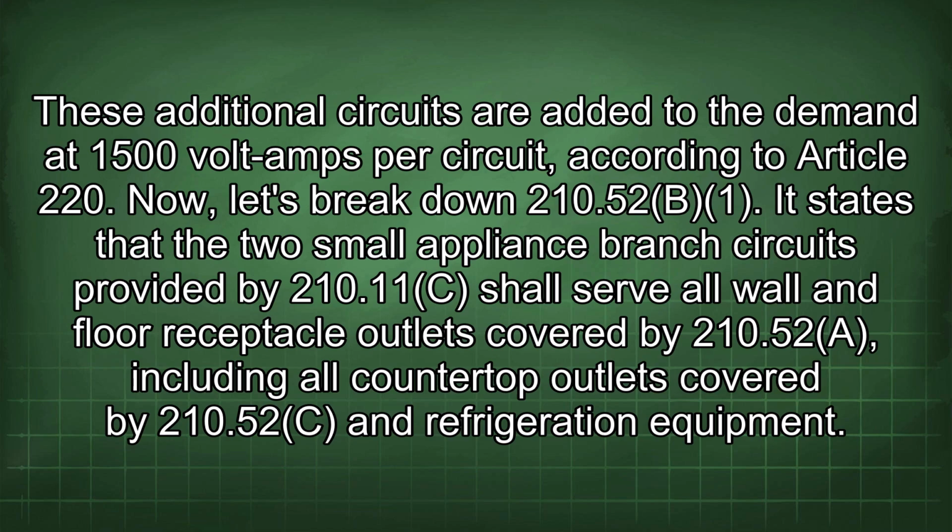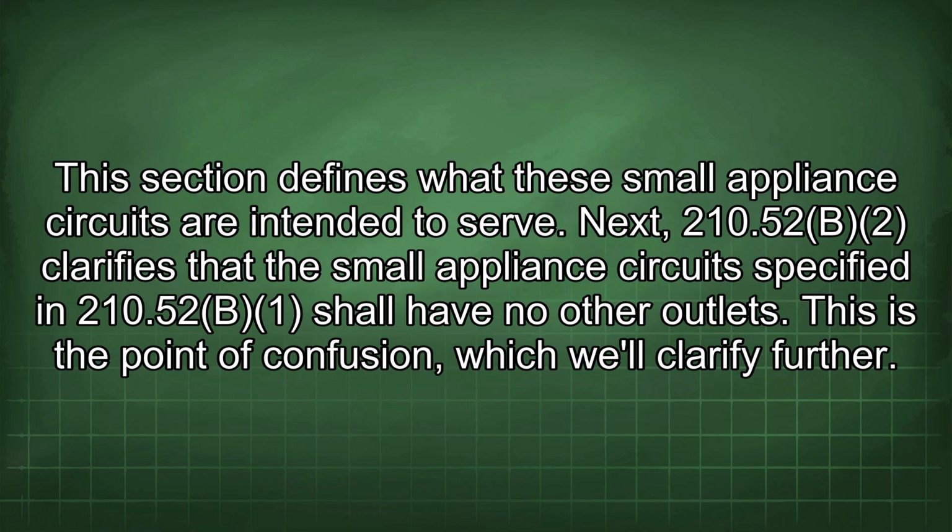Now, let's break down 210.52(B). It states that the two small appliance branch circuits provided by 210.11(C) shall serve all wall and floor receptacle outlets covered by 210.52(A), including all countertop outlets covered by 210.52(C) and refrigeration equipment. This section defines what these small appliance circuits are intended to serve. Next, 210.52(B)(2) clarifies that the small appliance circuit specified in 210.52(B) shall have no other outlets. This is the point of confusion, which we'll clarify further.